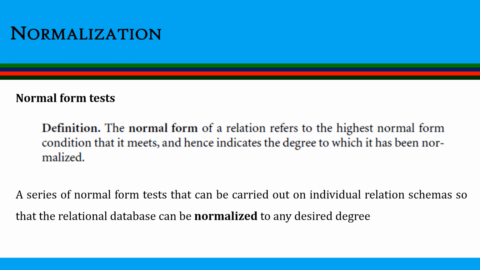A series of normal form tests can be carried out on individual tables so that the relational database can be normalized to any desired degree. We can normalize to first normal form, or second, or third. So we can normalize the database to any desired degree. This degree is the highest normal form condition that the particular relation schema satisfies.